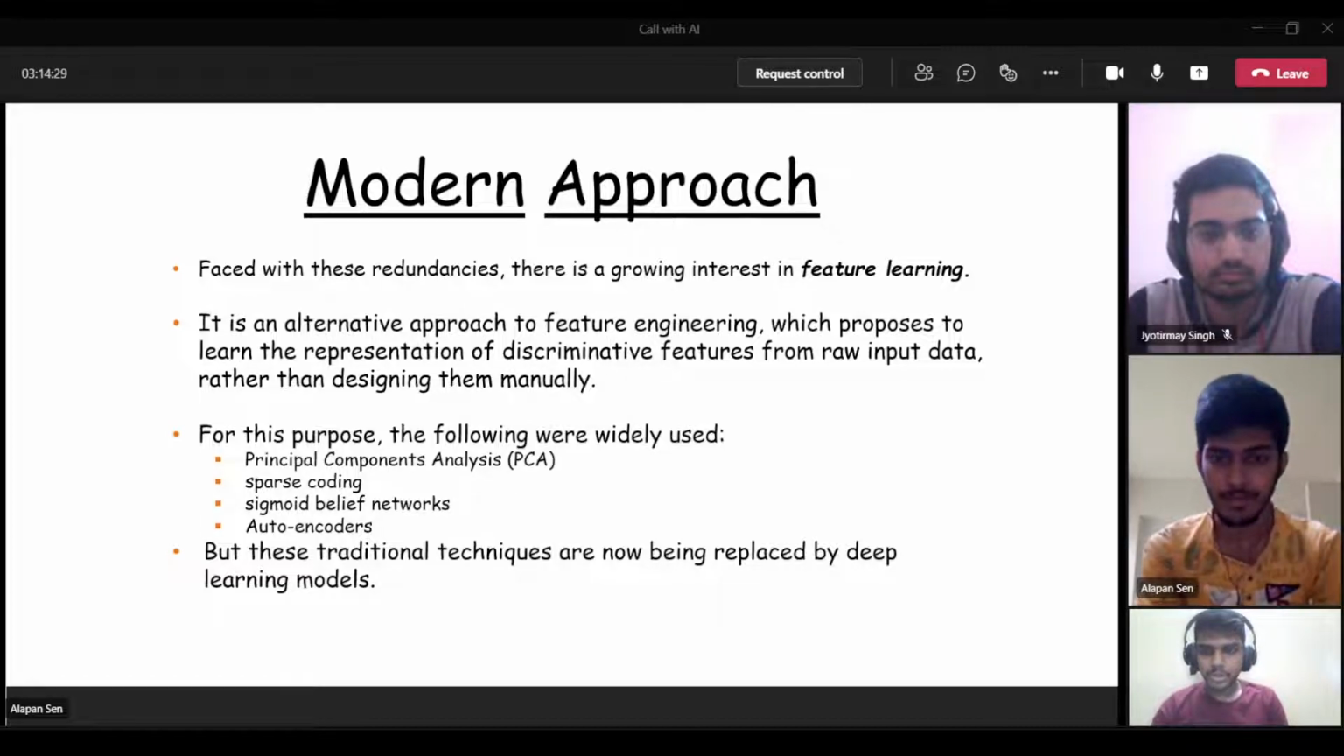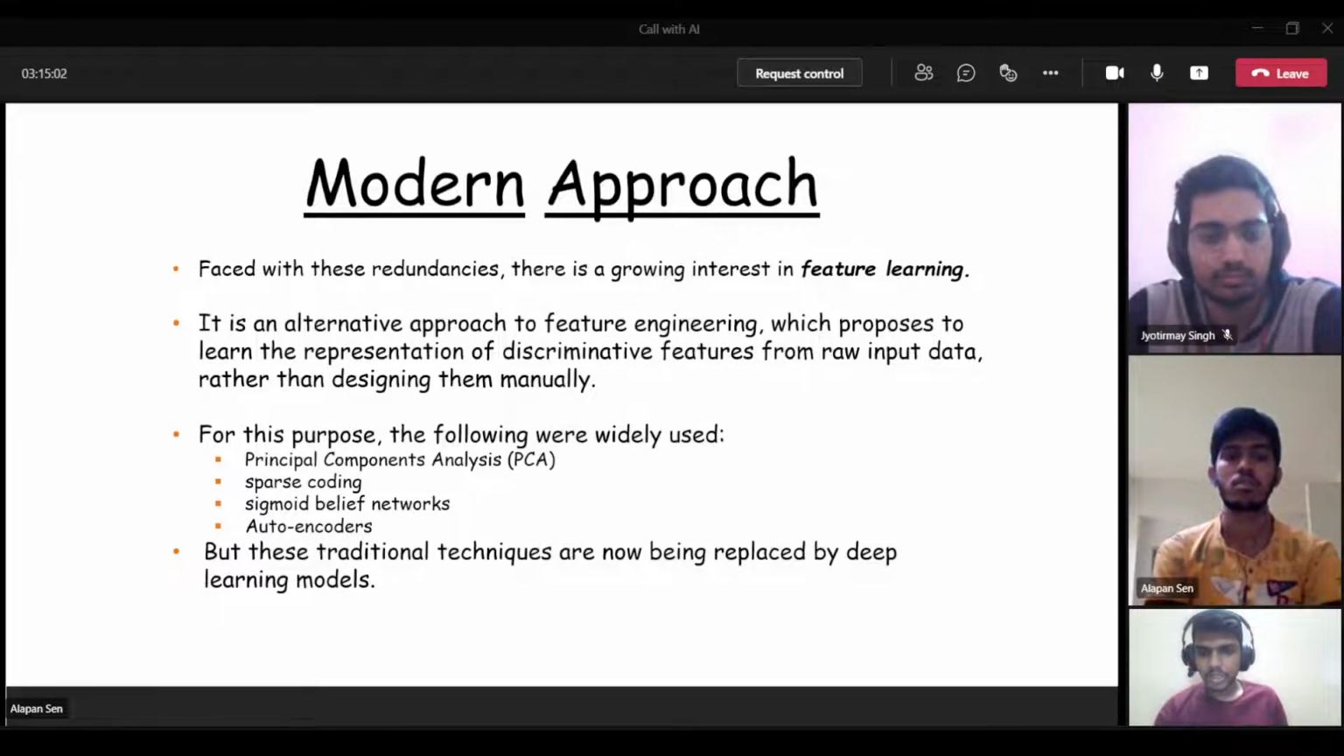As a modern approach, since we are currently facing these redundancies, there is a growing interest in the field of feature learning. It is an alternative approach to feature engineering, which proposes to learn the representation of discriminative features from raw input data rather than designing them manually. For this purpose, the following were widely used: principal components analysis, sparse coding, sigmoid belief networks, and autoencoders. But these traditional techniques are now being replaced by deep learning models.